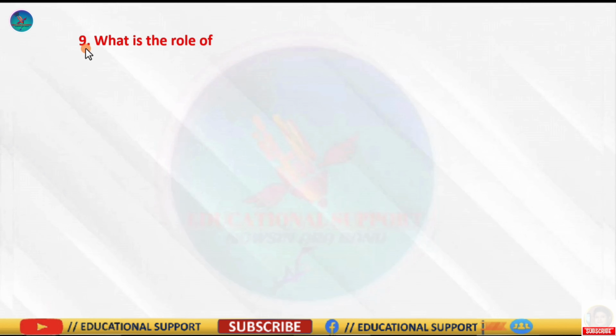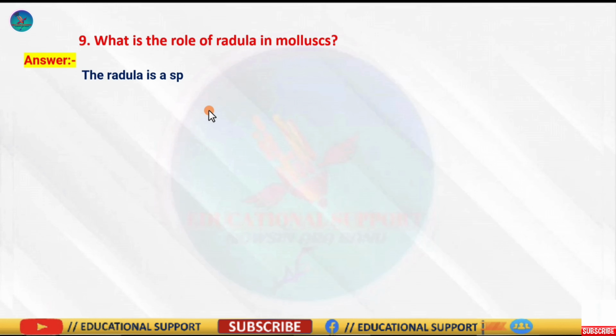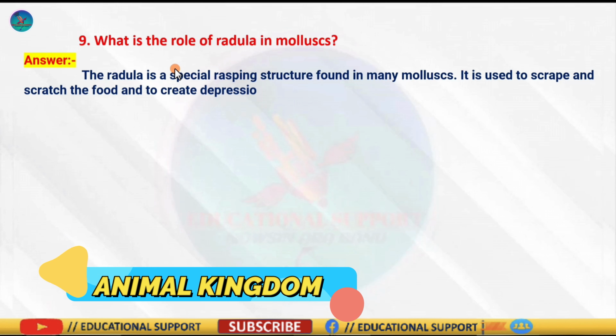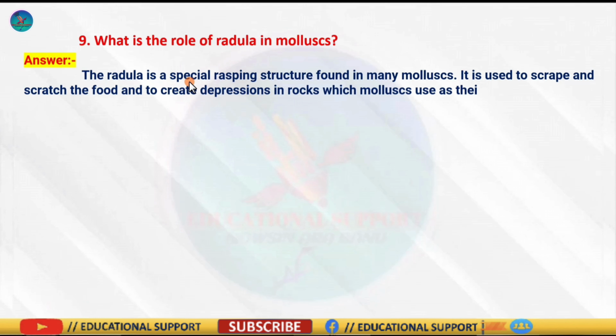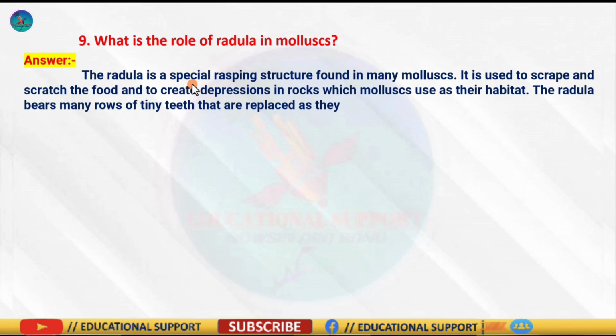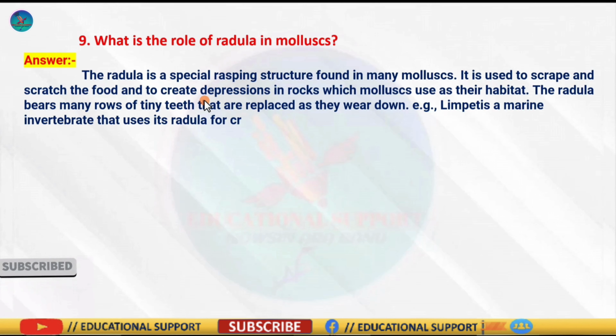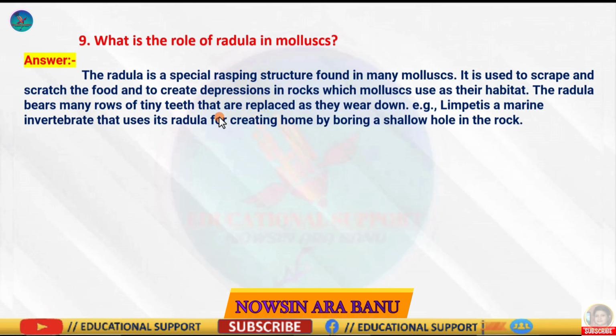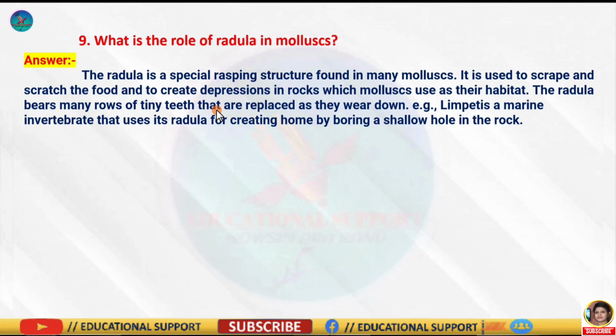Question number 9 is, what is the role of radula in molluscs? So you know that the radula is an automatic structure that is used by mollusks for feeding, sometimes compared to a tongue. Within the gastropods, the radula is used in feeding by both herbivorous and carnivorous snails and slugs. The radula bears many rows of tiny teeth that are replaced as they wear down. For example, limpets, a marine invertebrate, use their radula for creating a home by boring a shallow hole in the rock.